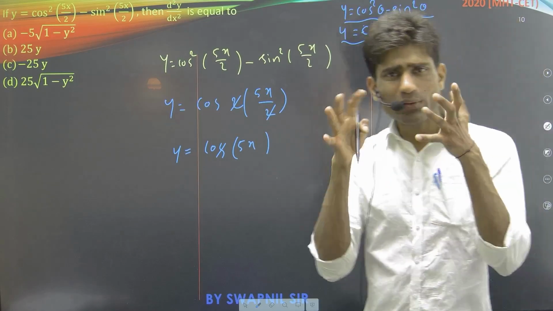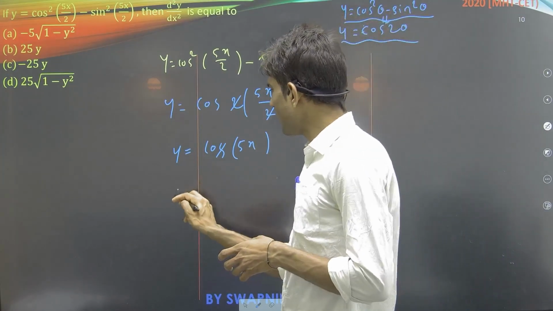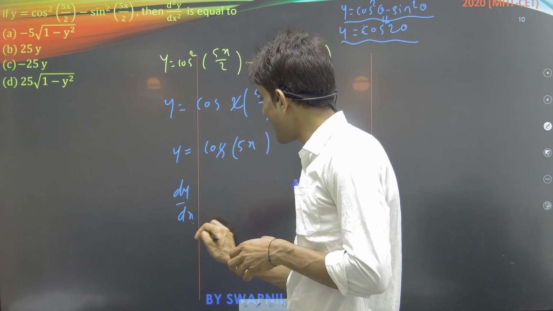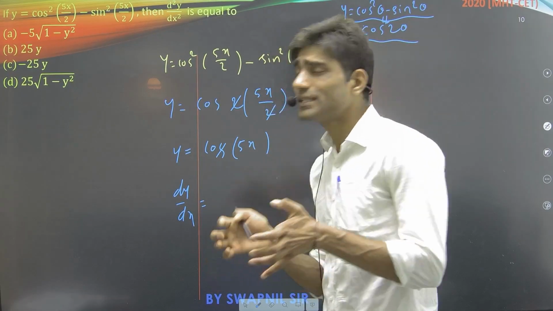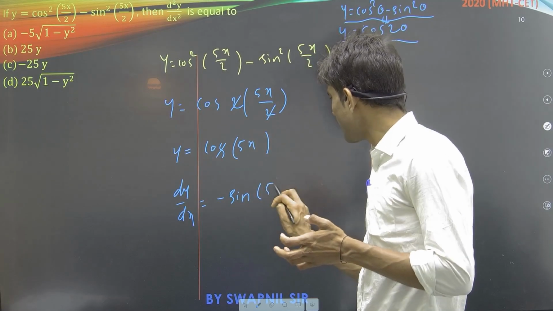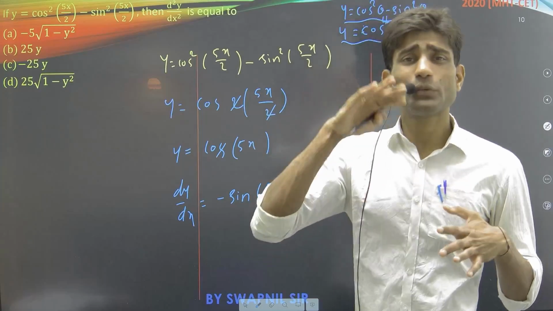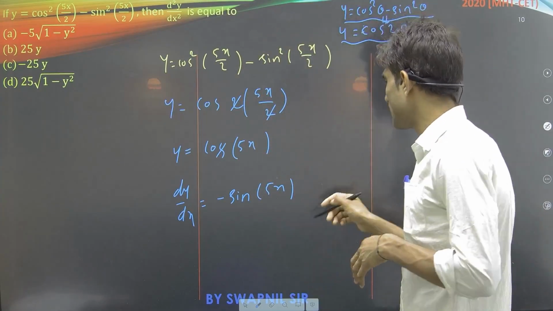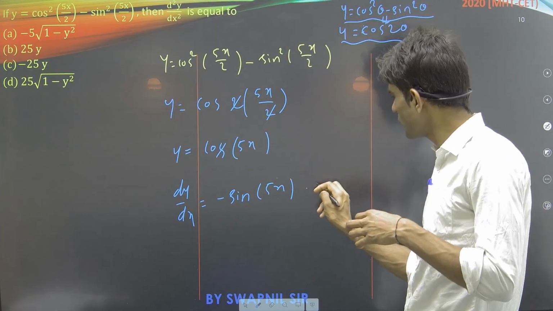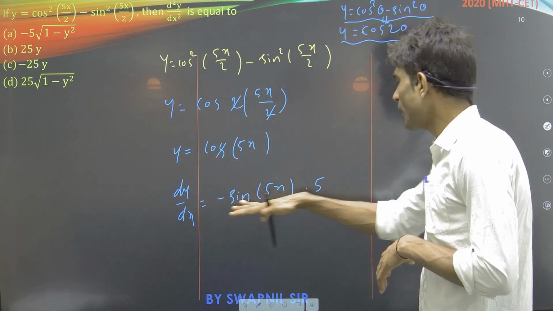Now we want dy by dx, and after that, the double differentiation of y. So dy by dx is the differentiation of cos x, which is minus sin x, so minus sine of 5x. As the function is a composite type of differentiation, we differentiate 5x afterwards, and the differentiation of 5x gives 5. This is the differentiation for dy by dx.